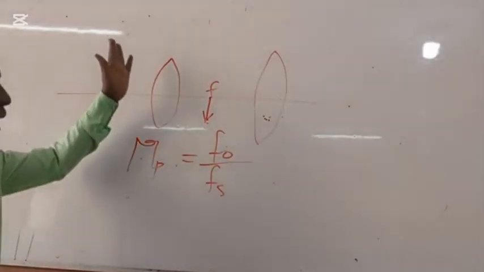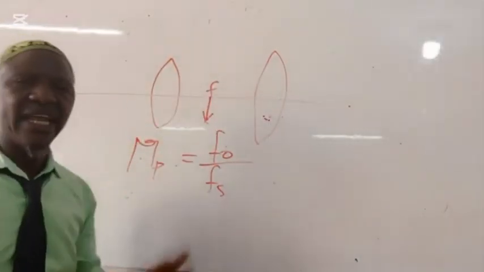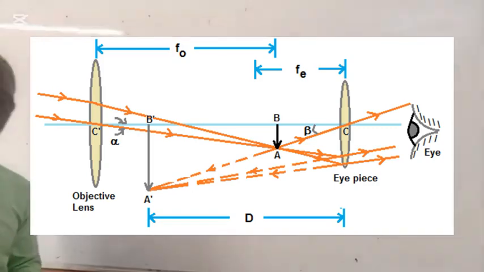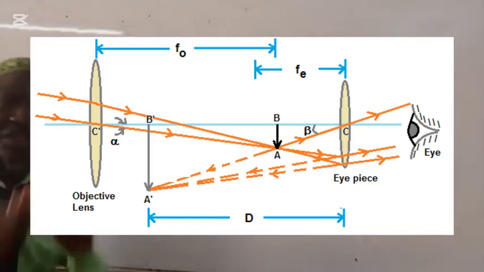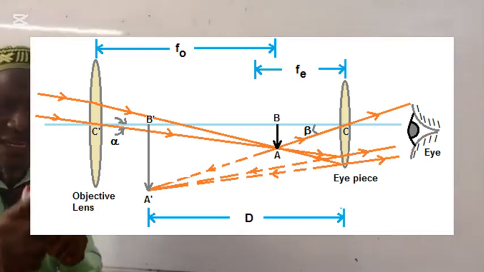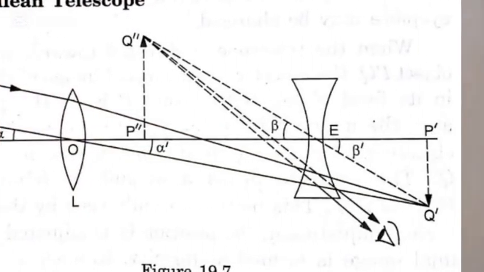So the astronomical telescope comprises two converging lenses. As you can see, look at it on the screen. Then we have the Galilean telescope. The Galilean telescope contains one converging lens and one diverging lens. As you can see, look at it. So you can see the final image.